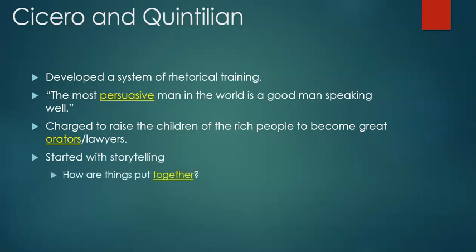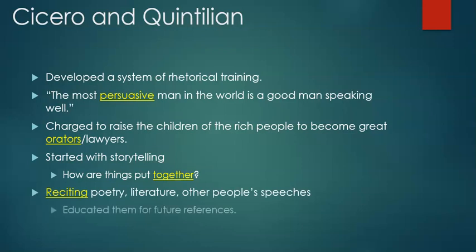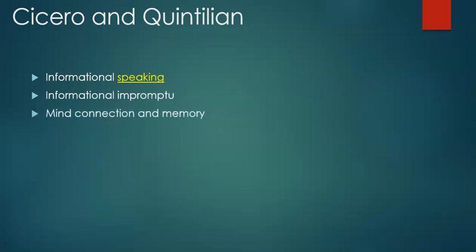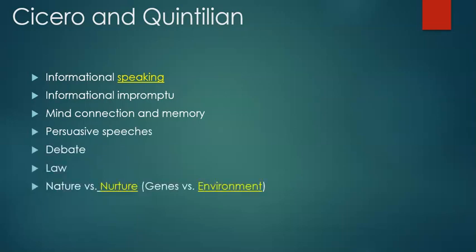They started with storytelling, describing how things are put together, reciting poetry, literature, other people's speeches, and educated themselves for future references. They practiced informational speaking, informational impromptu, mind connection and memory, persuasive speeches, debate, law, nature versus nurture. This concept is about genes versus environment.